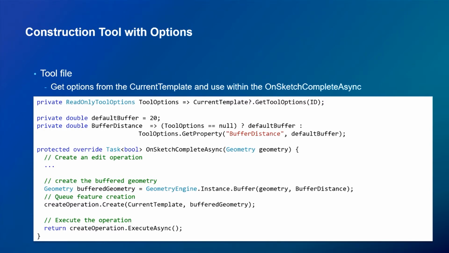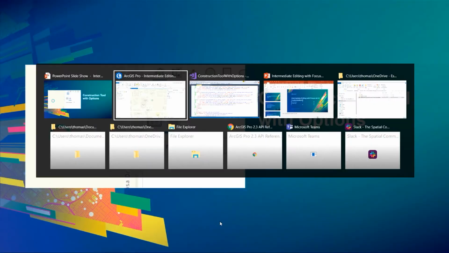Let's take a look back at the code in the tool itself. As expressed here in the Lambda method, we're retrieving the tool options and getting those properties by name out of it. In this case, we're storing the buffer distance, and then on the sketch complete, we're using that information to modify the creation of our feature. So let's take a look at what that actually means. I believe that's the demo, yes.